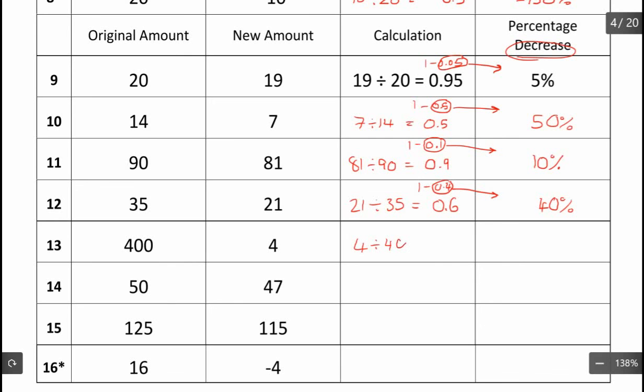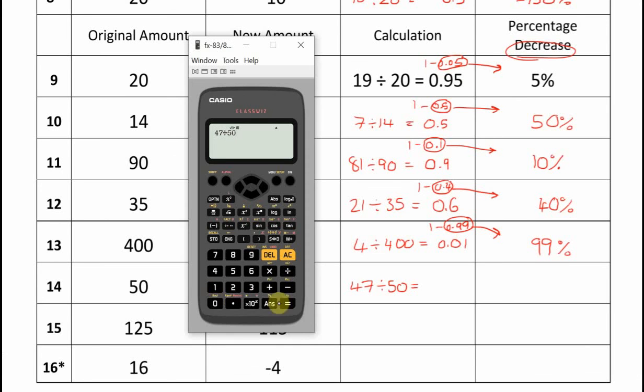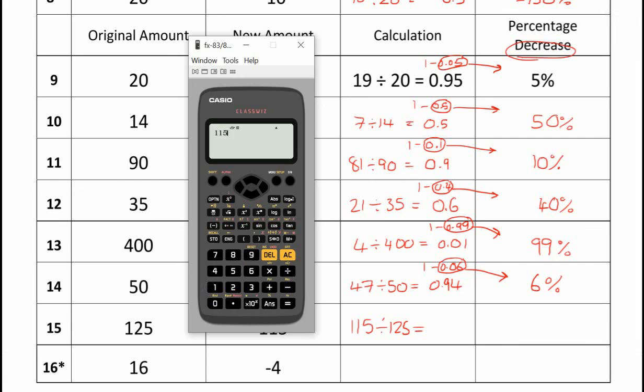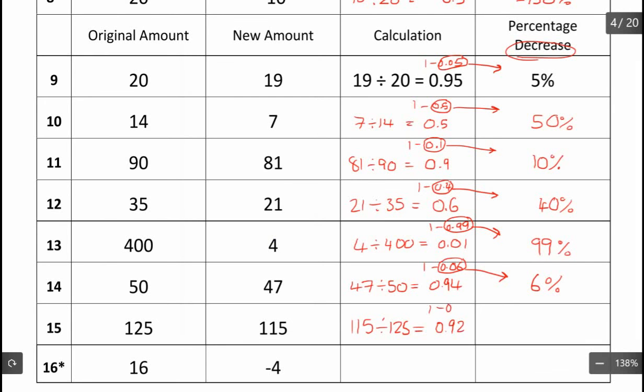4 divided by 400 is 0.01. What did we take away from 1 to get that? We took away 0.99. And that is a 99% decrease. 47 divided by 50 is 0.94. So we took away 0.06 from 1. So that's a 6% decrease. 115 divided by 125 is 0.92. So we took away 0.08, which is an 8% decrease.